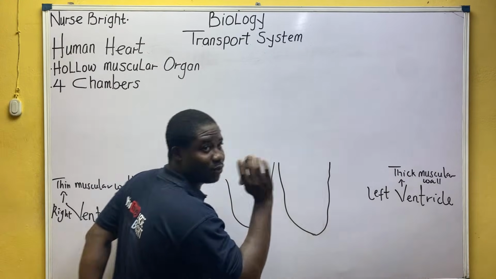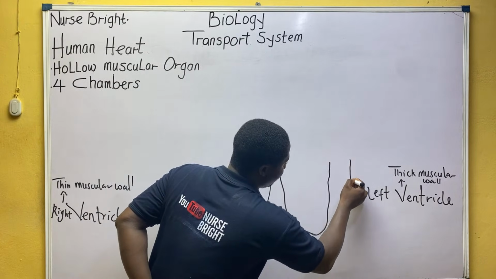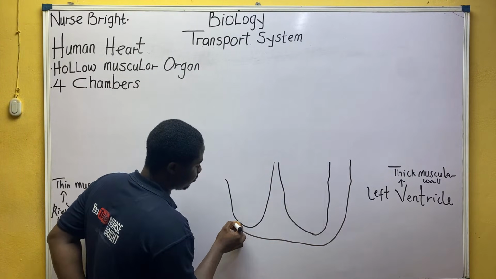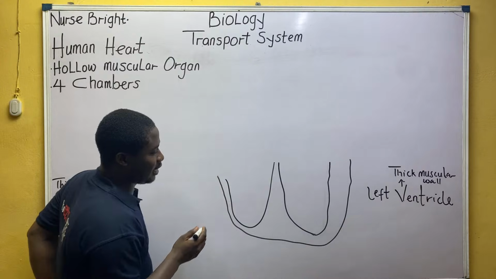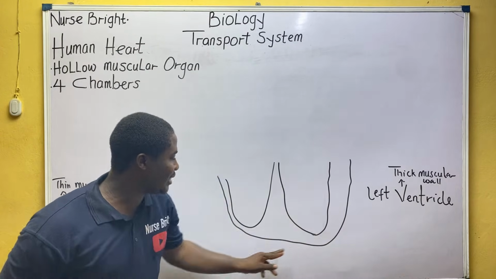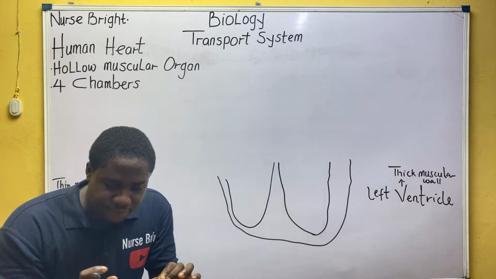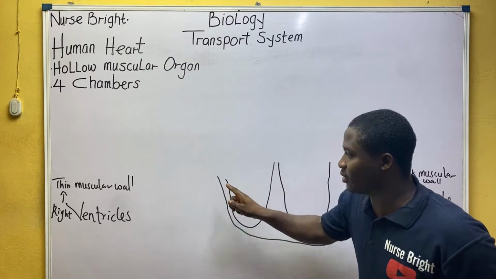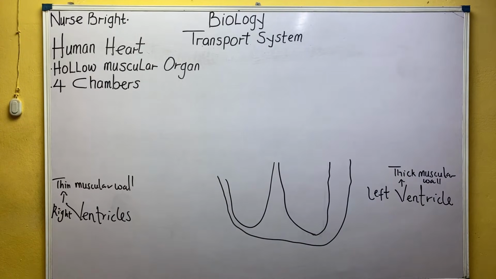This is what I mean, guys. This is the muscular wall. Thick. Look at the diagram I just drew. Now look. This side is thicker, while this side is thinner. So the right ventricle, this side, has a thin muscular wall. Class, hope it's making sense to you. So let us move further.